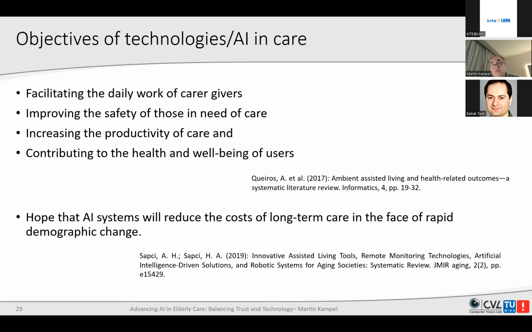But that's not everything, of course. It is also expected or wished that it will reduce the cost of long-term care in the face of rapid demographic change.